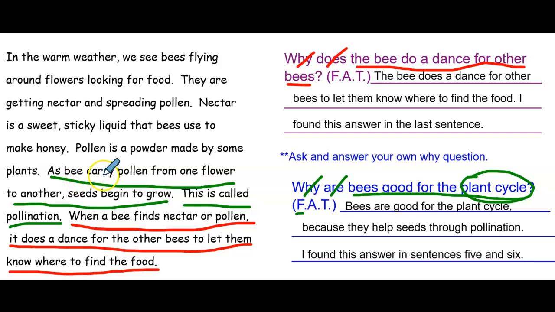In sentence 5, it talks about seeds, so that has something to do with the plant cycle. So that's where I can find the answer, and that's where I did find the answer. As bees carry pollen from one flower to another, seeds begin to grow. This is called pollination. Boys and girls, that's how bees help plants in the plant life cycle. They help the plants to form the seeds through pollination.